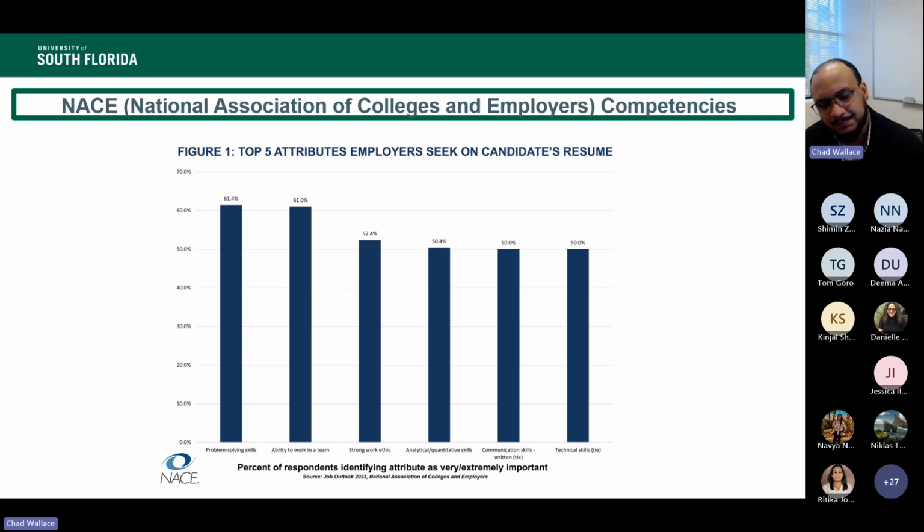The first one is problem solving. The second one is teamwork, ability to work in a team. Third one is strong work ethic. 4th is analytical and quantitative skills. 5th is communication skills, and tied with communication skills is technical skills. These are the 5 things that they look for on a resume.